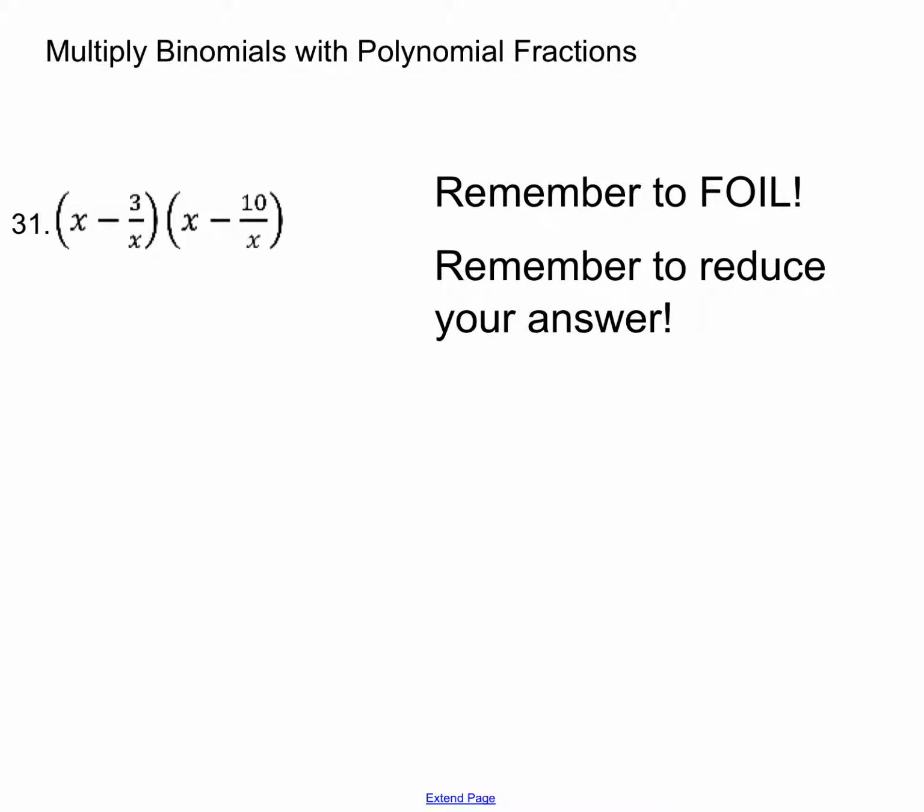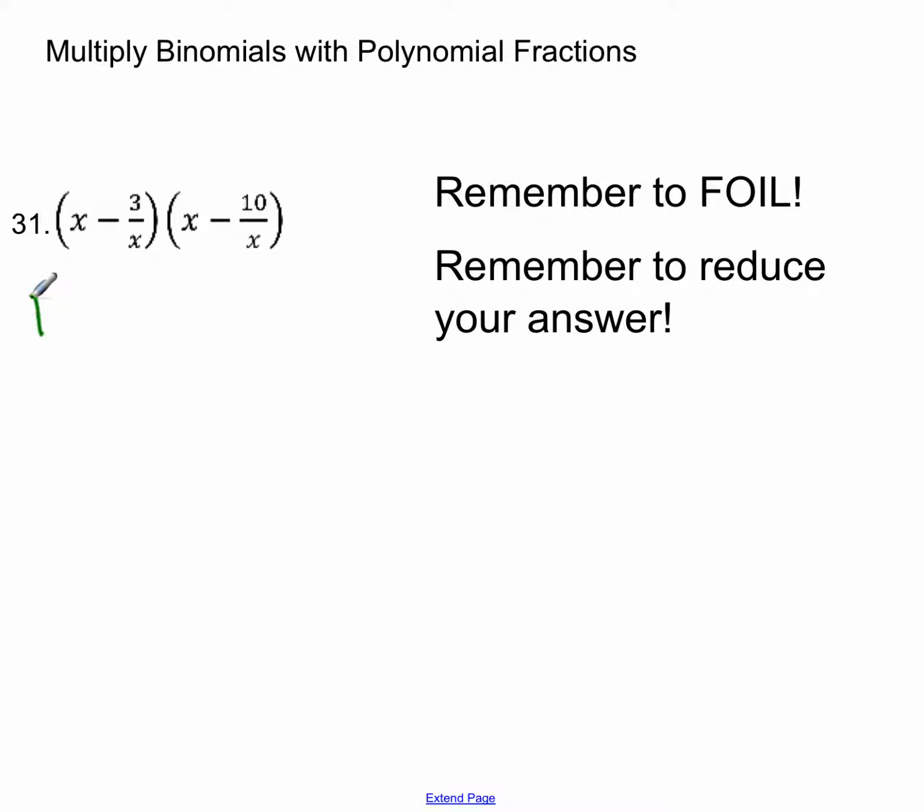Okay, now number 31 in the book is multiplying binomials with polynomial fractions. So it's kind of combining lots of different things together. When you see two binomials next to each other, don't forget to FOIL. Also, don't forget to reduce your answer.